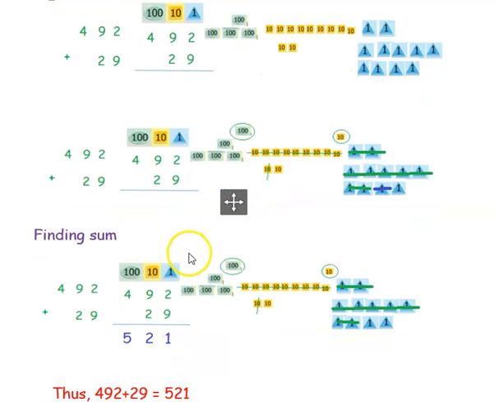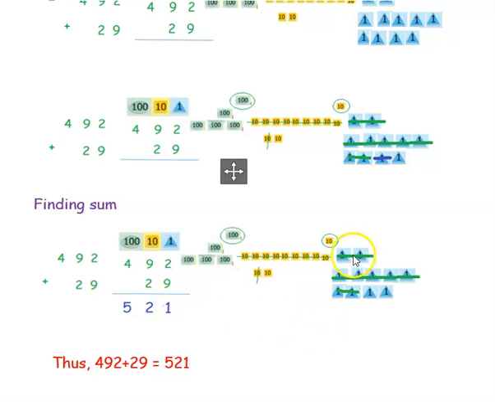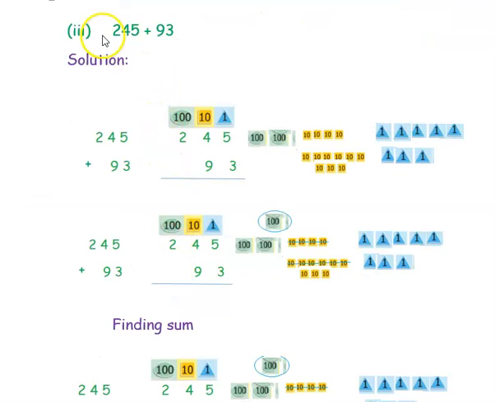Now the next step, we will find the sum by counting the remaining numbers. Here 1 is remaining, so I have written 1 here, and 1, 2 tens are remaining, so I have written 2 here. We'll count hundreds. 1, 2, 3, 4, 5 hundreds are there, so I have written 5 in the hundreds column. So the sum of 492 and 29 is 521. This 492 plus 29 is 521. The next problem given is 245 plus 93.